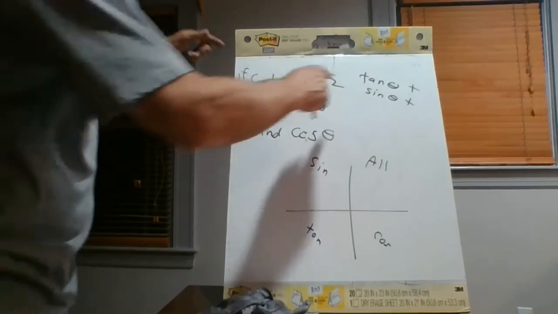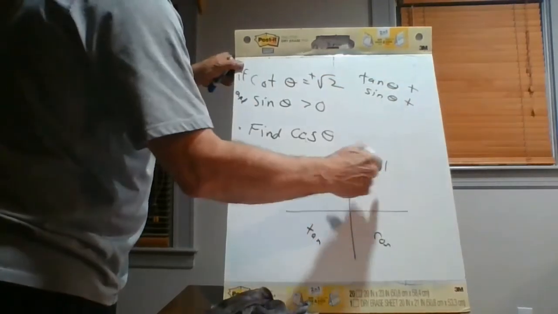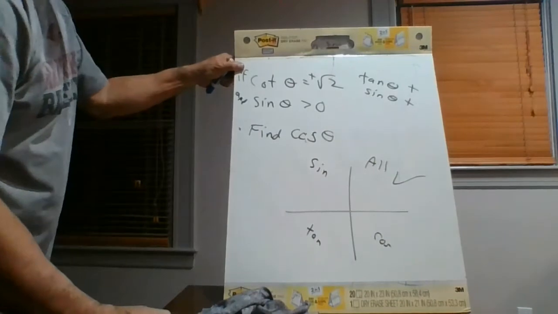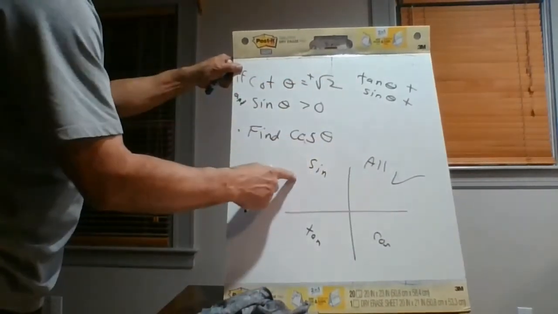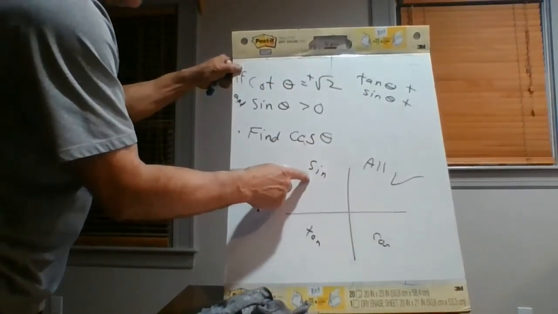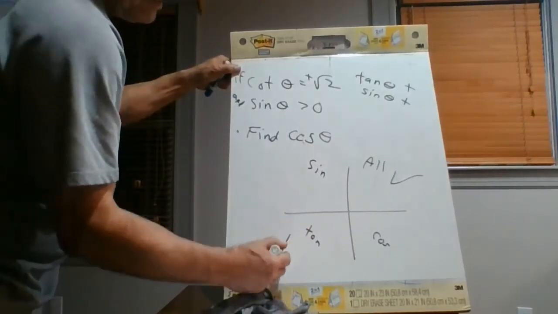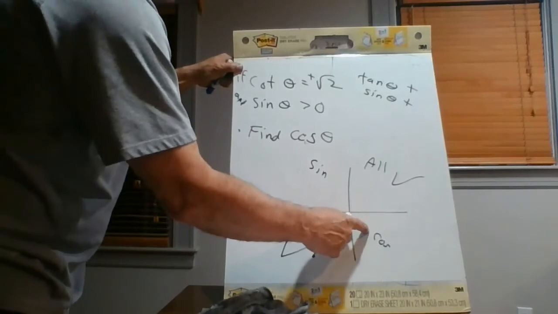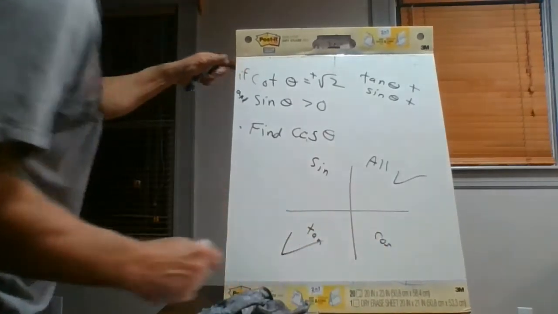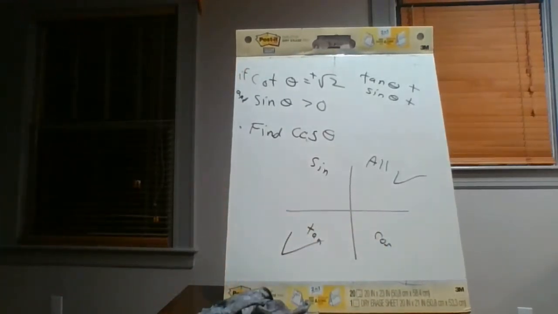All right. So where is tangent positive? They're all positive there, so tangent's positive there. Is tangent positive here? No, only sine's positive there, so tangent can't be. Is tangent positive here? Yeah, it says it is. Is tangent positive here? No, only cosine is, so tangent can't be. So far we have quadrants 1 and 3.